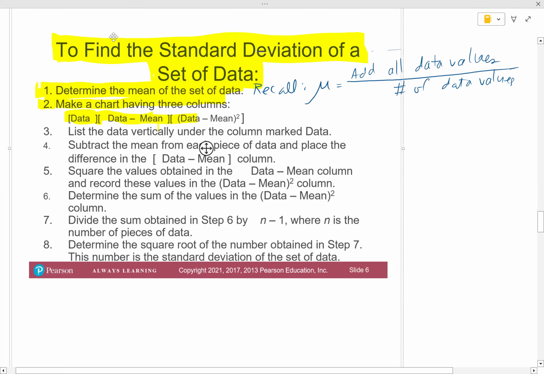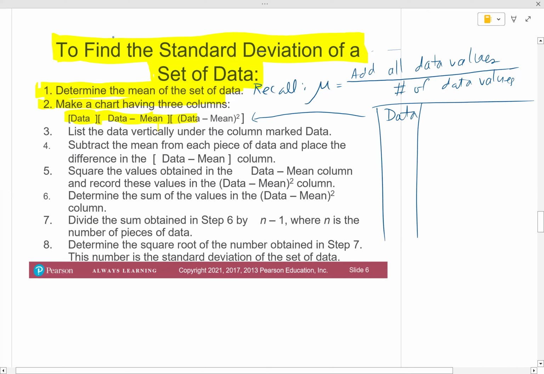I know it's not clear the way it's written there. We're doing our best there, but it would be like that: data in one column, and then just whatever the data values are, they can be in any order. It doesn't have to be highest to lowest. And then the next column would be data minus the mean.